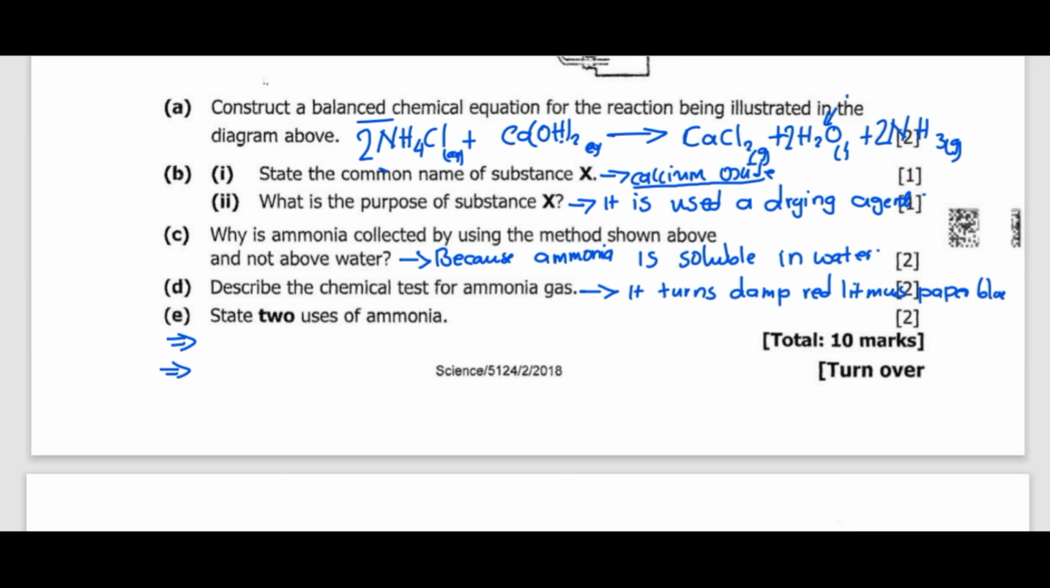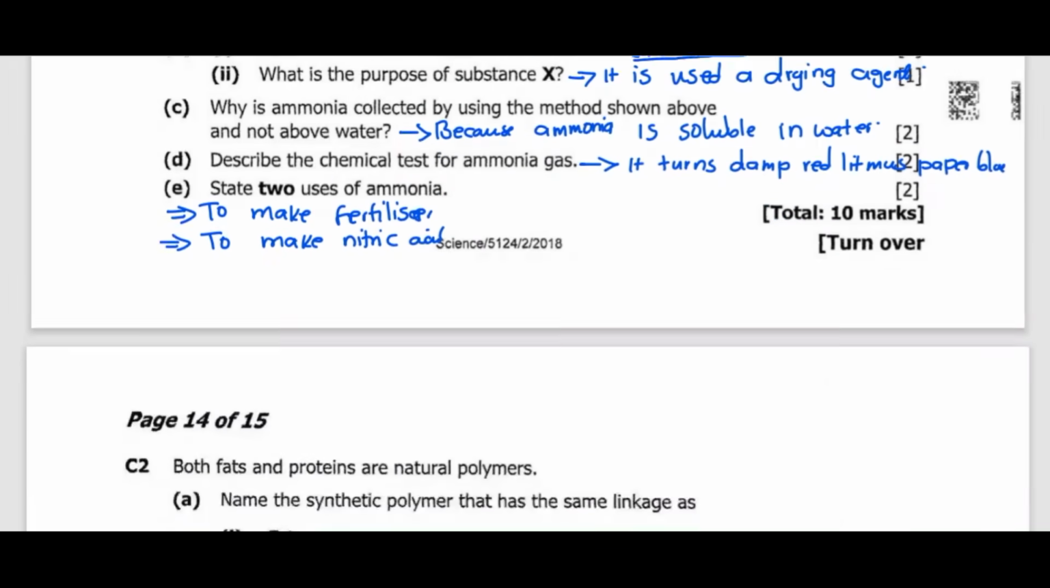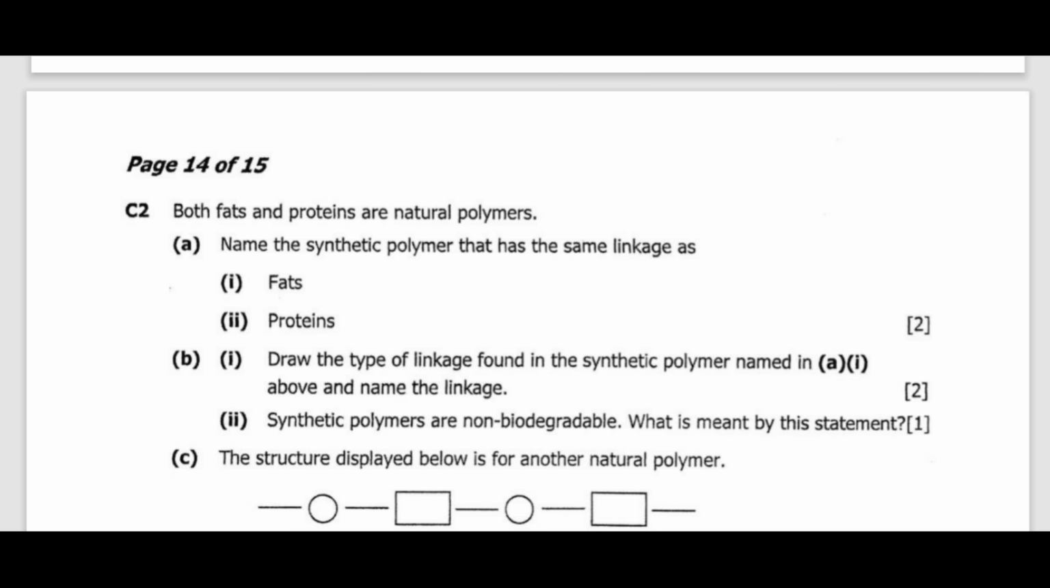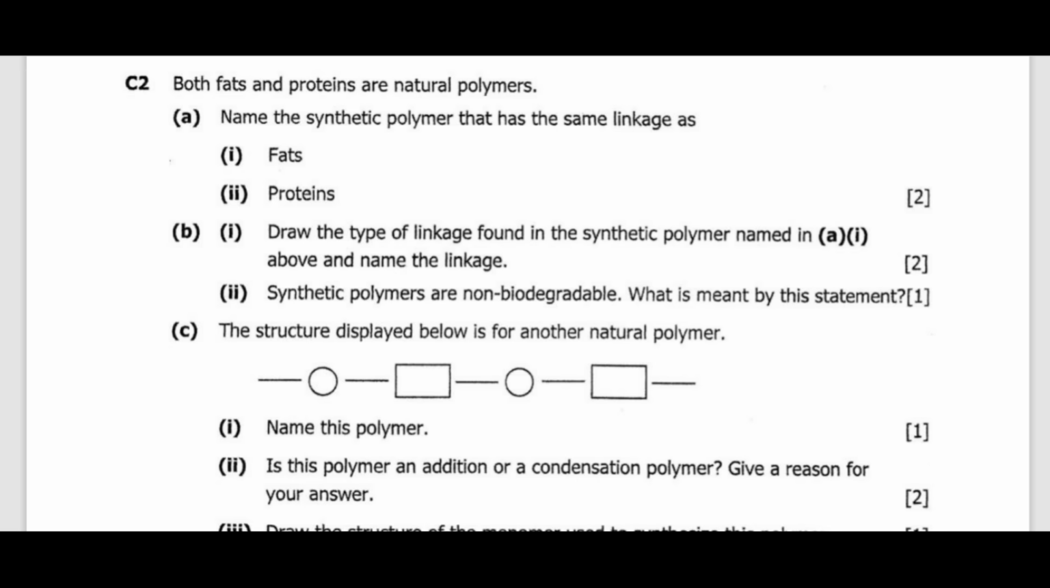State 2 uses of ammonia. So the first one, to make fertilizers. Then to make nitric acid. There are so many uses, like it is used as a refrigerant, it is used to make TNT. Then we go to question C2.